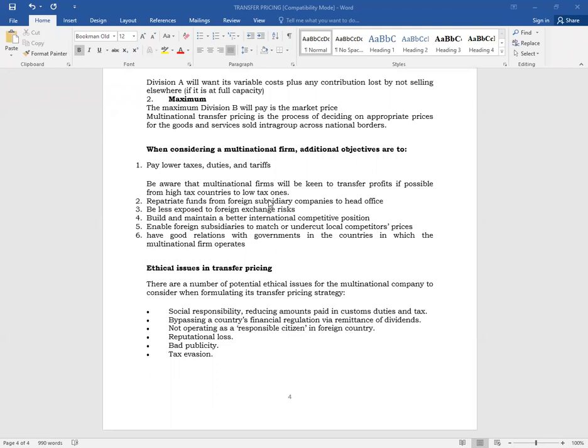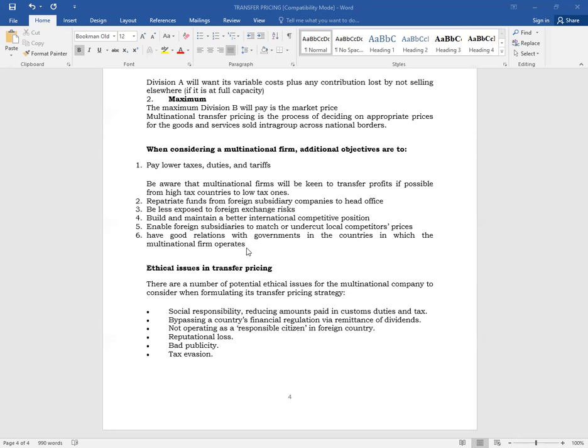Number three, if it's a multinational, we shall use transfer pricing to be less exposed to foreign exchange risks. So at the end of the day, we shall be able to use what we call netting and matching, etc. Build and maintain a better international competitive position. Enable foreign subsidiaries to match or undercut local competitor prices, have good relations with governments in the countries in which the multinational firm operates. Forget about many of these.